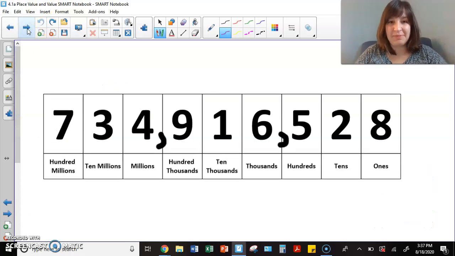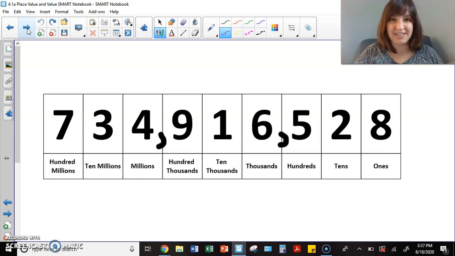So let's talk about place value. Place value is the place where the numbers are located. Every number has a place, every digit has a place, and that place is important. If you misname it in the wrong place, it changes the whole number. It changes what it's worth. It changes a lot about it.